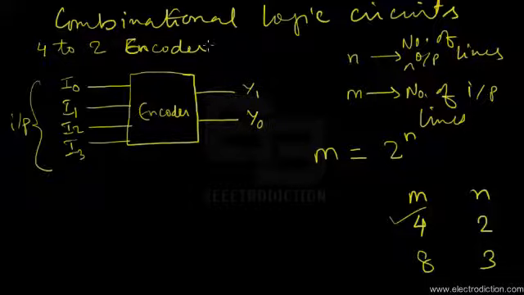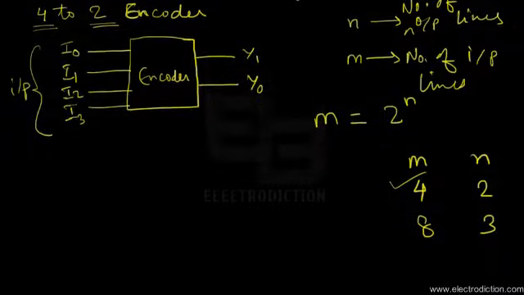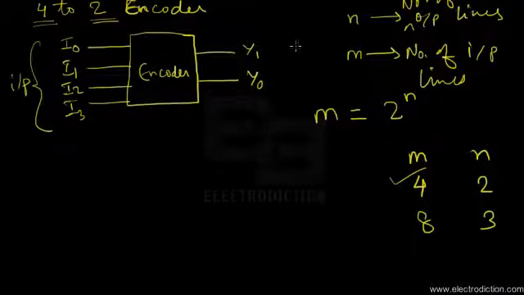This 4 to 2 encoder represents an encoder with 4 input lines, which is mentioned first, and 2 output lines, mentioned after the first digit. That's basically how an encoder is named, and the size of the encoder is pointed out by naming it in terms of its number of input and output lines. Now let's discuss the encoder operation.